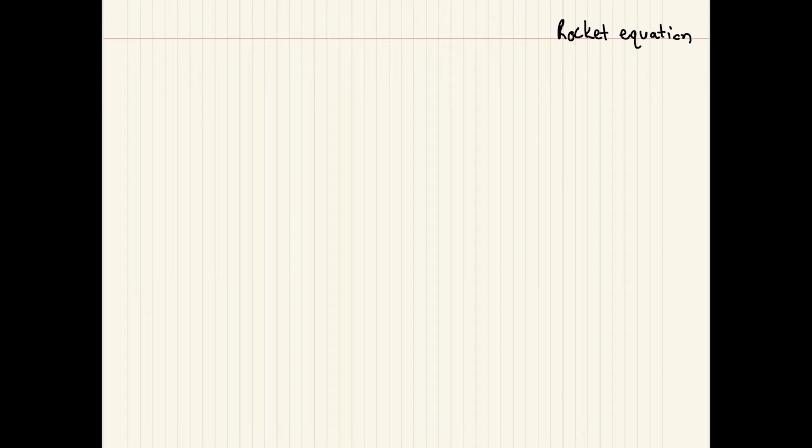Okay, so today I'll be deriving the rocket equation. For starters, the rocket equation is simply delta V equals V_E ln(m_0 over m_f). So V_E is the exhaust velocity, the velocity of the fuel as it's leaving the rocket. m_0 is the initial mass of the rocket, and m_f is the final mass of the rocket as the fuel is being burnt.